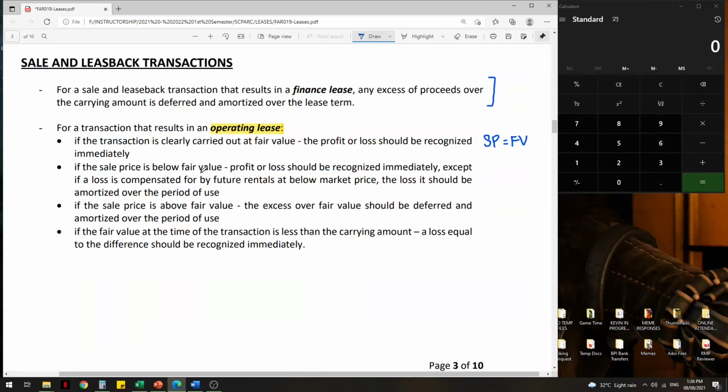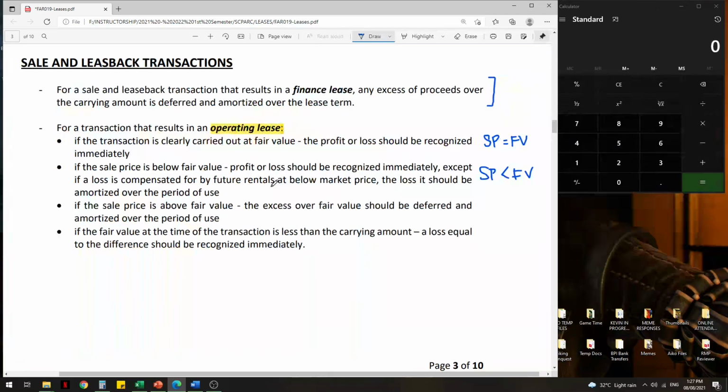However, if the sales price is below the fair value, mas mababa po ang sales price kaysa sa fair value, ang mangyayari dito is the profit or loss is also immediately recognized except if a loss is compensated for by future rentals at below market price. So, ibig sabihin neto, if the sale results in a loss, tapos yung loss, it has been compensated by future rentals.